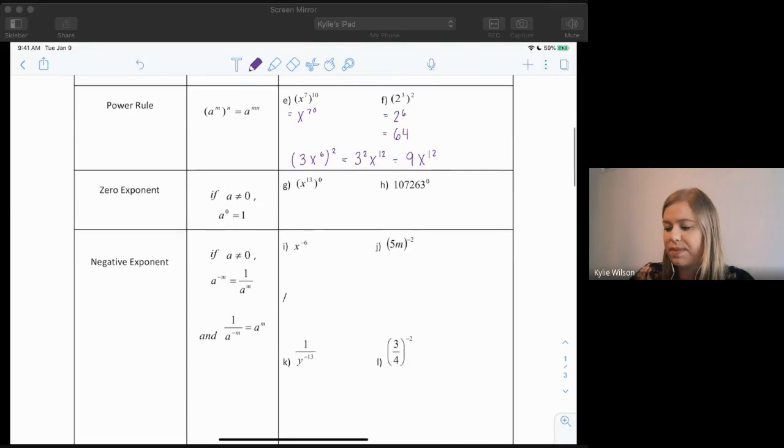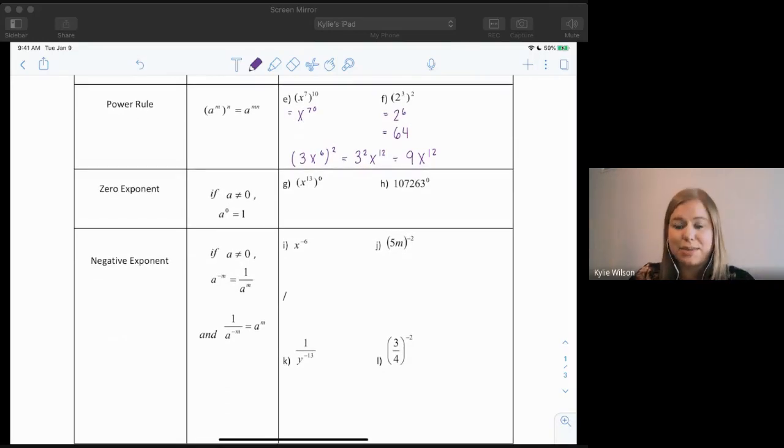Okay, next is the 0 exponent rule. So if our base is not equal to 0, then anything to the power of 0 is just 1. So anytime that happens, it's great because I can just substitute it with a 1. So if I have 1, 0, 7, 2, 6, 3 all to the power of 0, I can just put 1. So whenever that happens, it's really nice because we can just sub everything with 1s.